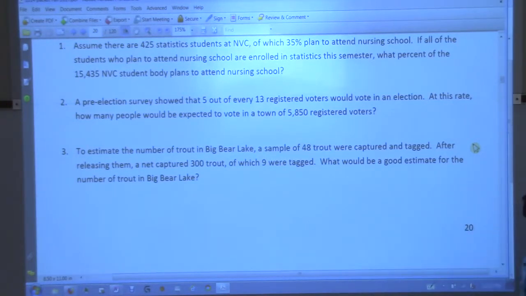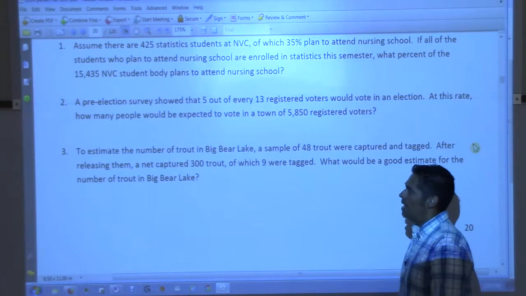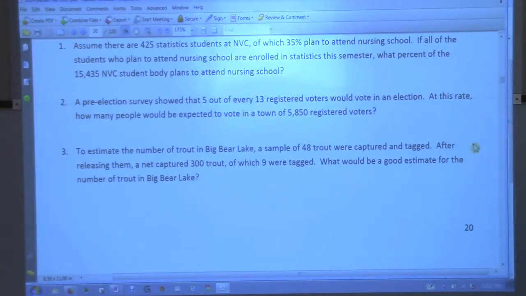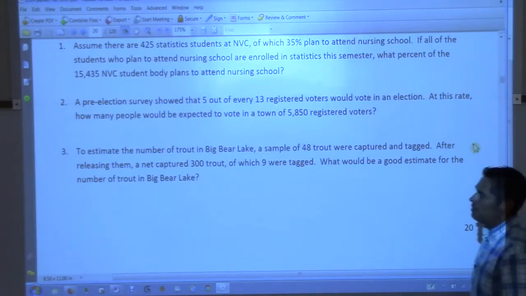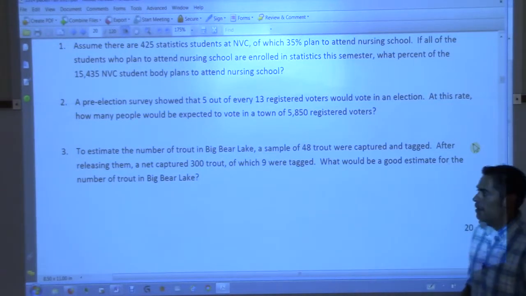To estimate the number of trout, that's a type of fish, in Big Bear Lake, a sample of 40 trout were captured and tagged. After releasing them, a net captured 300 trout, of which 9 were tagged. What would be a good estimate for the number of trout in Big Bear Lake?